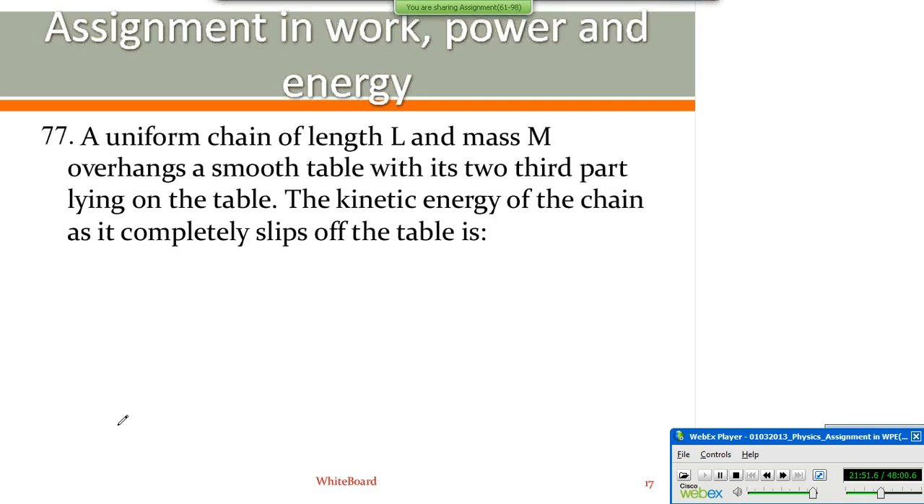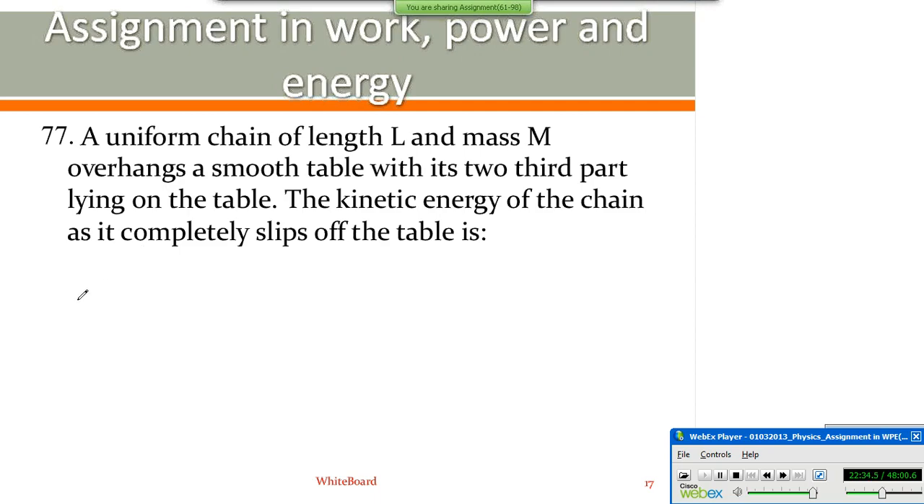A uniform chain of length L and mass M overhangs a smooth table with its 2/3 part lying on the table. The kinetic energy of the chain as it completely slips off the table is? So here also the chain is lying on a smooth surface. There is no friction, so the chain begins to move under the influence of gravity. When no work is done by non-conservative forces, the total mechanical energy of the system remains constant. So we consider the chain as a system here.